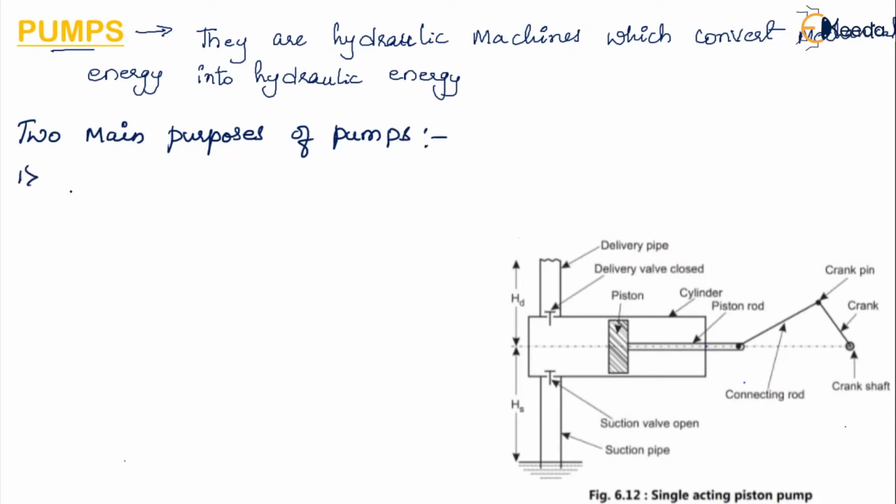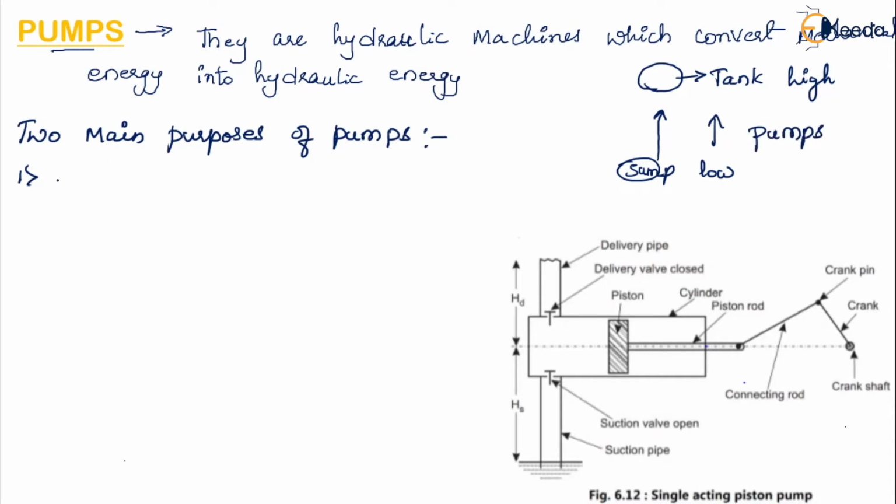The first one is to lift the liquid from available low elevation to required high level. Usually at buildings or at home, we see that there is a sump which contains water which must be sent to the high level tank which is present on the terrace usually. So from the low level to high level, we are sending water with the help of pumps. This is the first main purpose, to lift liquid.